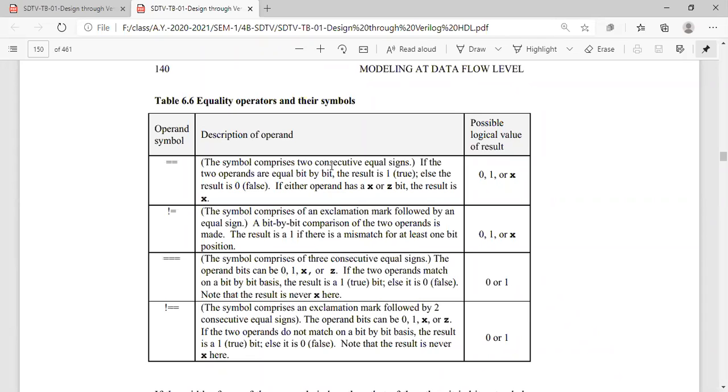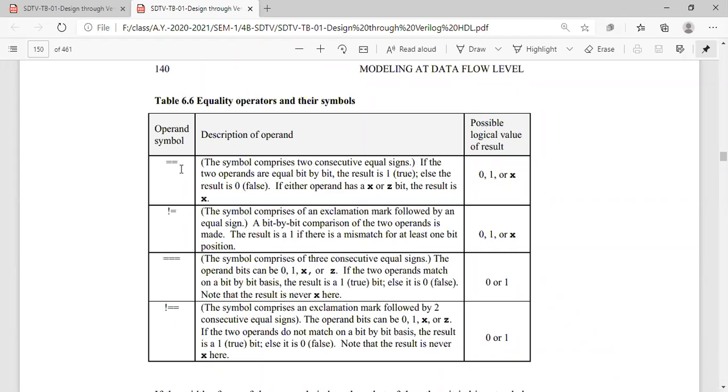If any of the operand bits, we have two operands, if any of them has a bit as x or z, at that particular point of time the result will be x only. X means we are ignoring it, right? Not only that, as we have equal to, we also have the not equal to symbol. So what is this example?